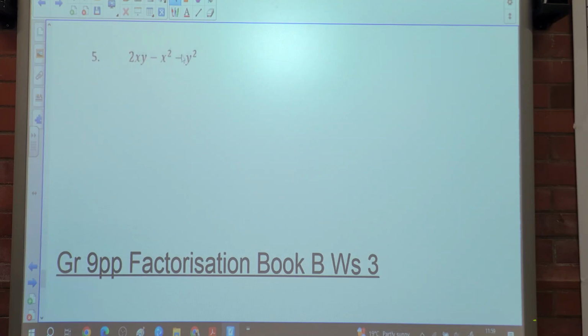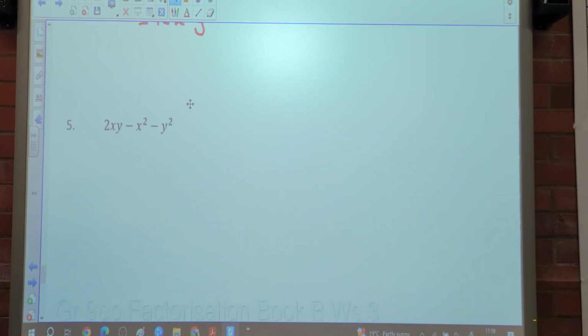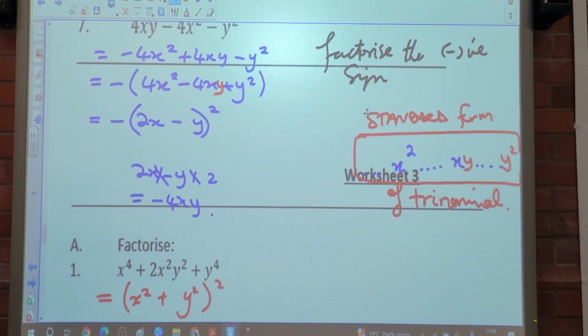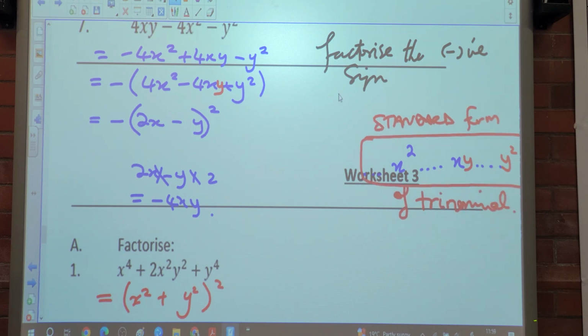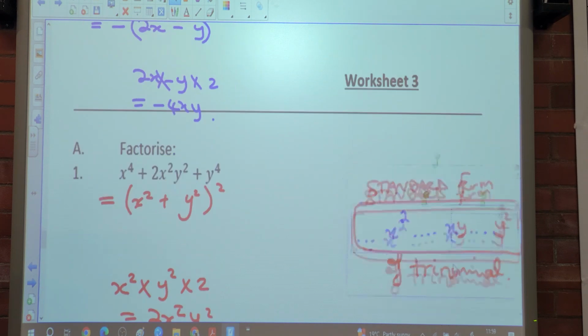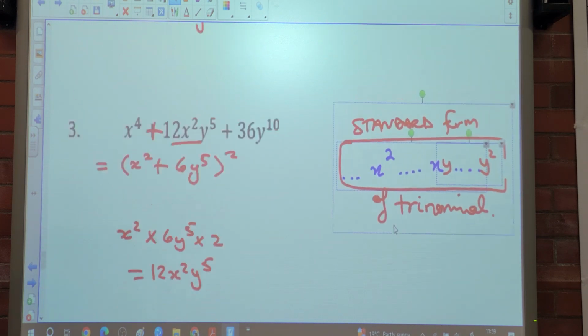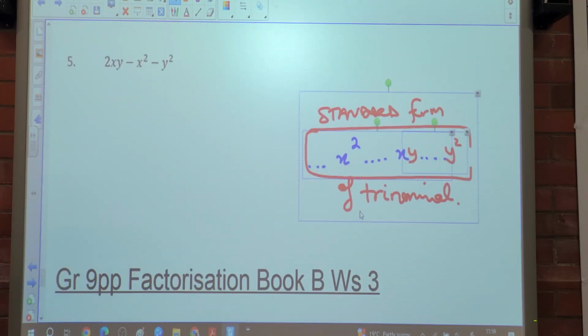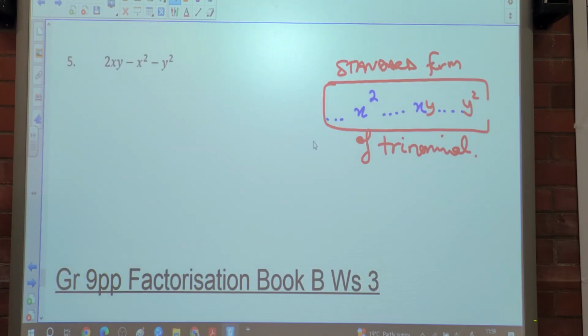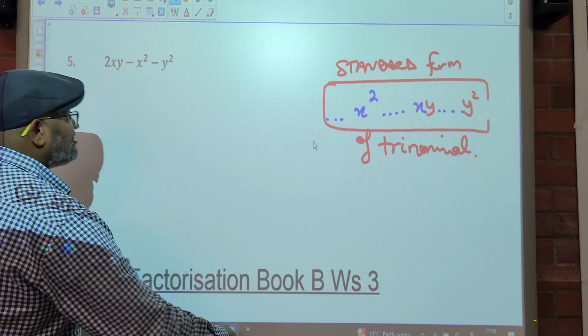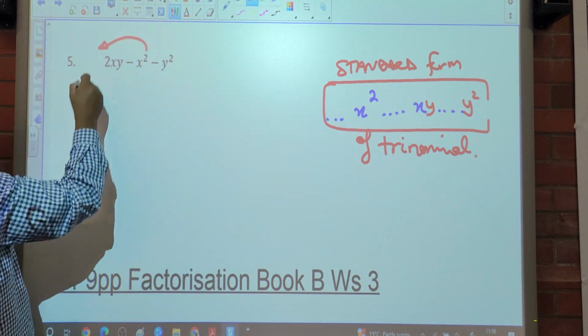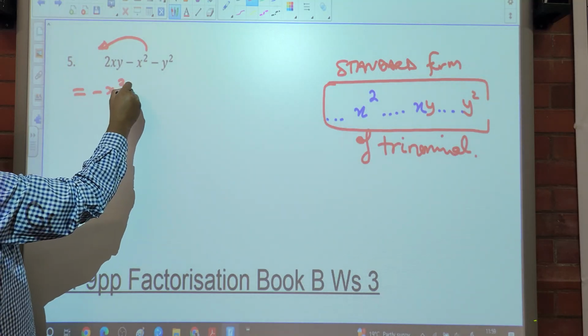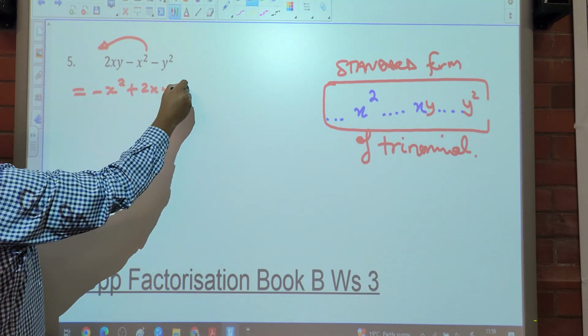The next one, number 5. People, is that in the standard form? No. So what must I do? In order to factorize it, I need to get it into the standard form. Okay? So I must put this one first. So it's negative x squared plus 2xy minus y squared.